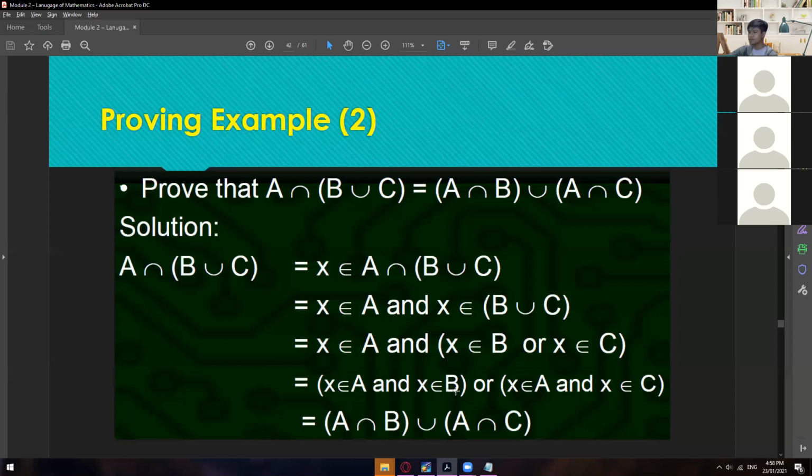Okay, and then from here we can remove the notation. Just remove the x element, and just retain the A, and then transform the and back into intersection, and then just remove this and then B. And then this or is union, and again just remove the x element, and then we will now have A, and this and is intersection, so just put intersection and then C. All right, so that's how we prove that this left side expression is equal with your right side expression.